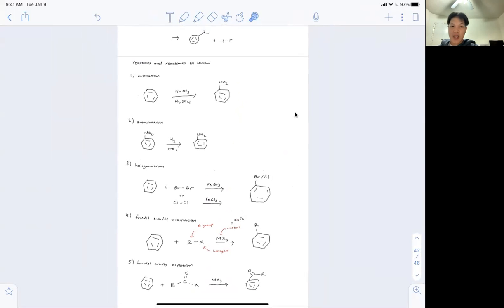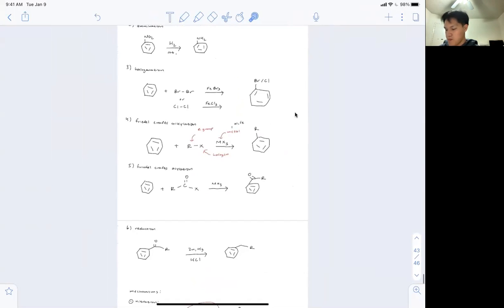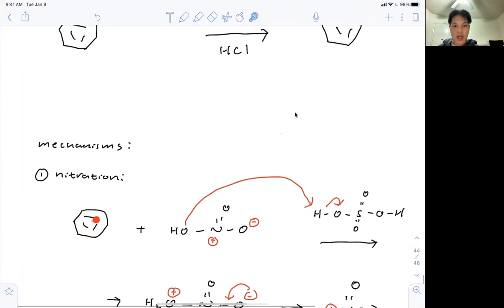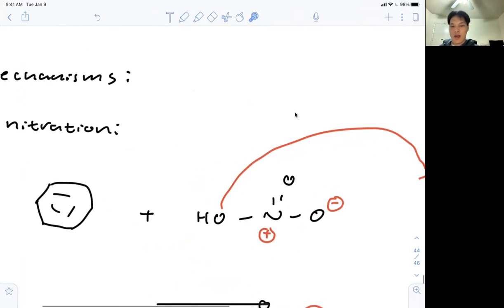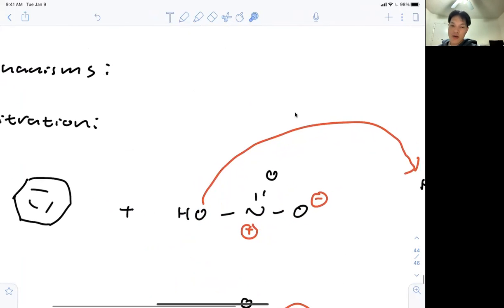And I'm just going to play it safe and show you the mechanism, okay? So first up, we have nitration. In nitration, we have our benzene ring, and then this is HNO3, right? This is the compound right here. The N is double bonded to an O, and single bonded to an alcohol. It's positively charged, right? If you do a quick formal charge.